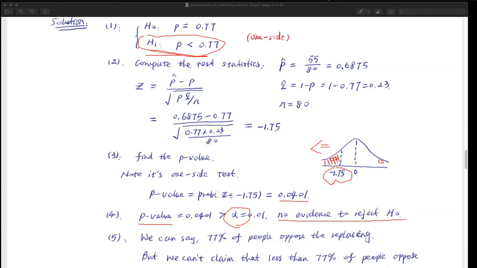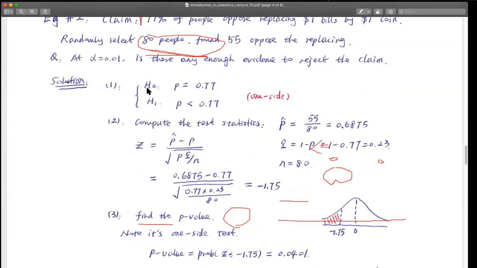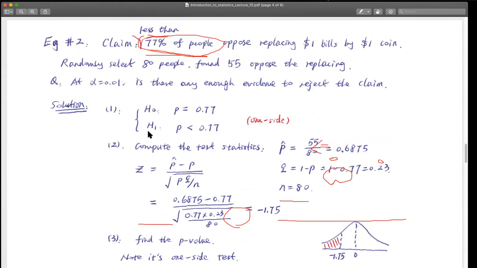Back to the statement here. When we say not reject H0, that means what? That means reject H1. Why do we care about H1? H1 is the claim. The claim, they say less than 77%. So we are going to reject H1. This claim is not right. So we have 99% of confidence to reject this claim. We have 99% of confidence to reject this statement and say less than 77% of people, they don't like this idea.